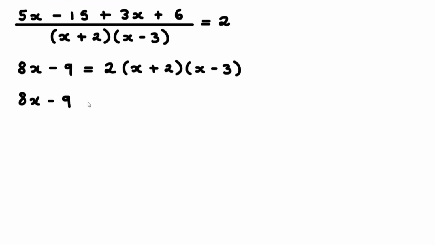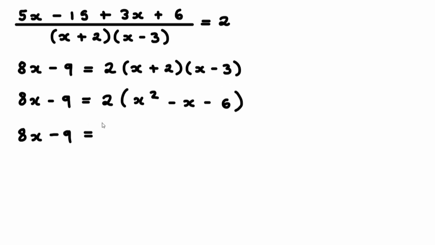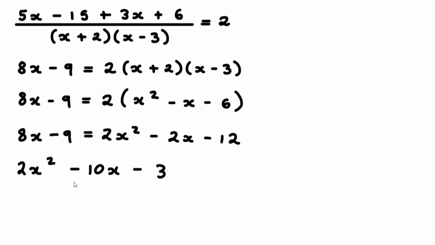So the left hand side is going to remain the same as 8x subtract 9. On the right hand side I've got 2 lots of, now if I multiply this bracket, x times x is x squared, x times negative 3 plus 2 times x, that's negative x, 2 times negative 3, that's negative 6. So if I expand on the right hand side, I've got 2x squared subtract 2x subtract 6. And if I simplify all this, I have 2x squared subtract 10x subtract 3 equals 0. So a is 2, b is negative 10, and c is negative 3.